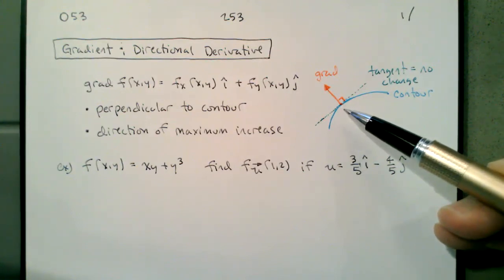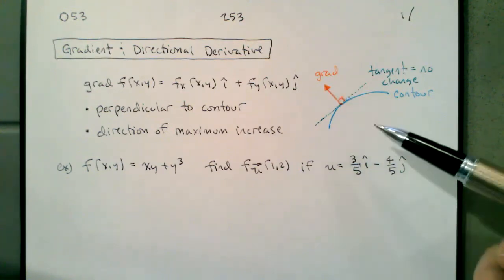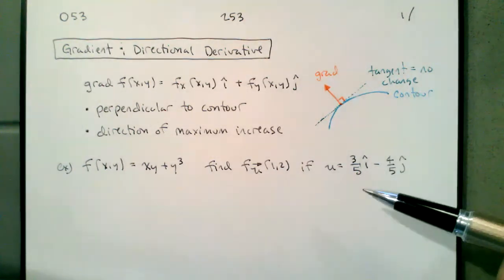If we multiply the gradient by -1, we'll have the direction of maximum decrease. So if one direction is the steepest ascent, then the opposite direction will be the steepest descent.